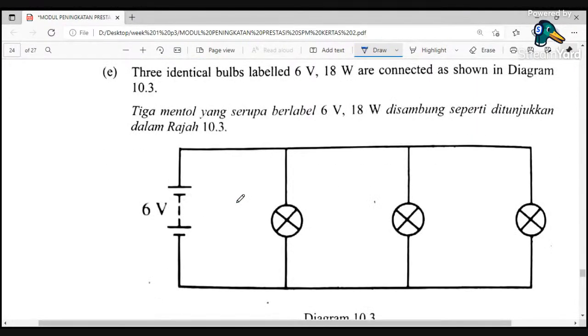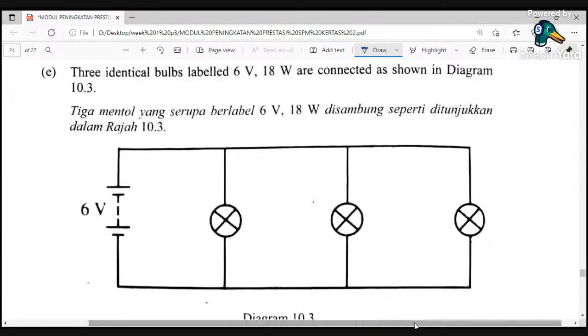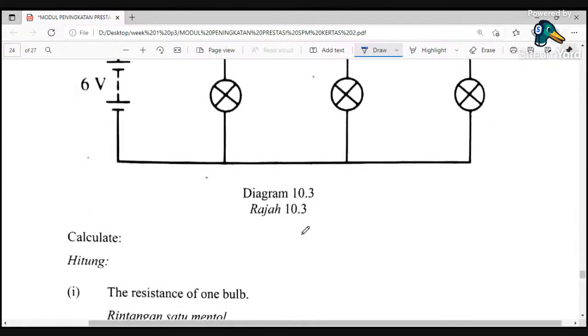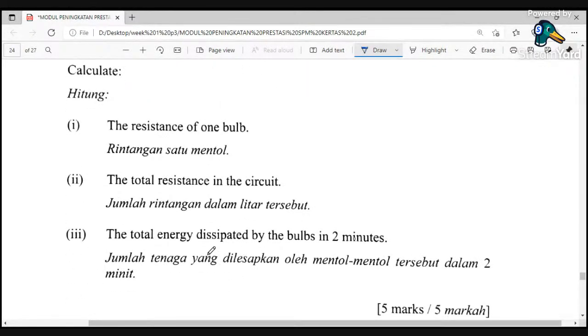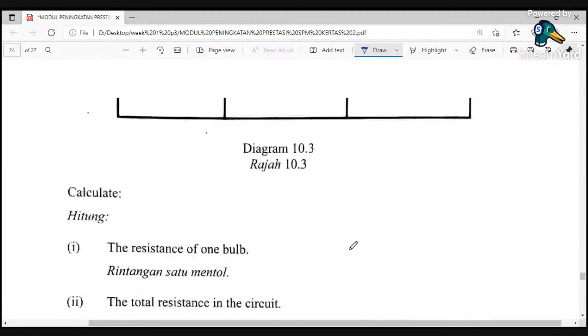Okay, ada soalan calculation part E. 3 identical bulbs, 6 volt, 18 watt connected as shown in diagram. Calculate resistance of one bulb, total resistance in the circuit, and total energy dissipated by bulb in 2 minutes. Okay.